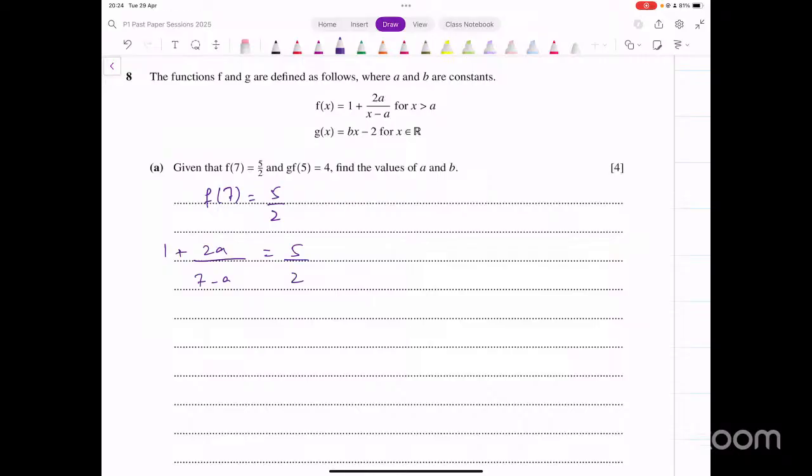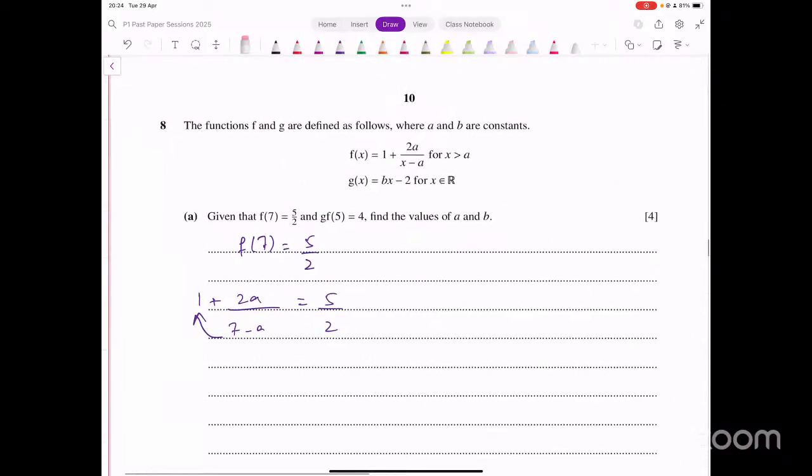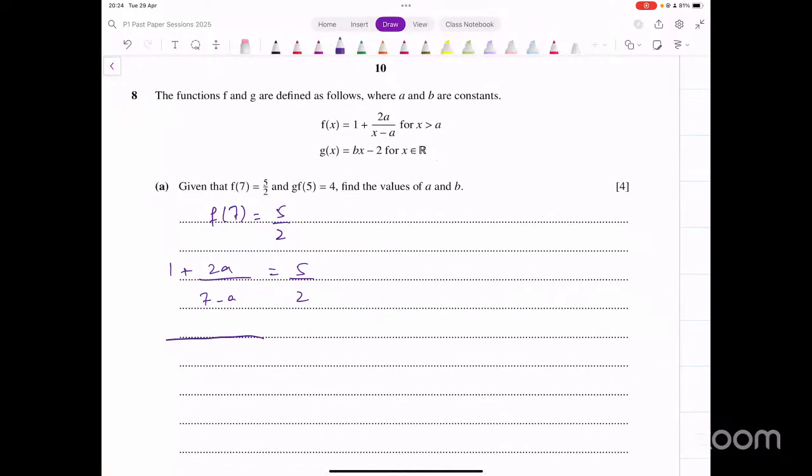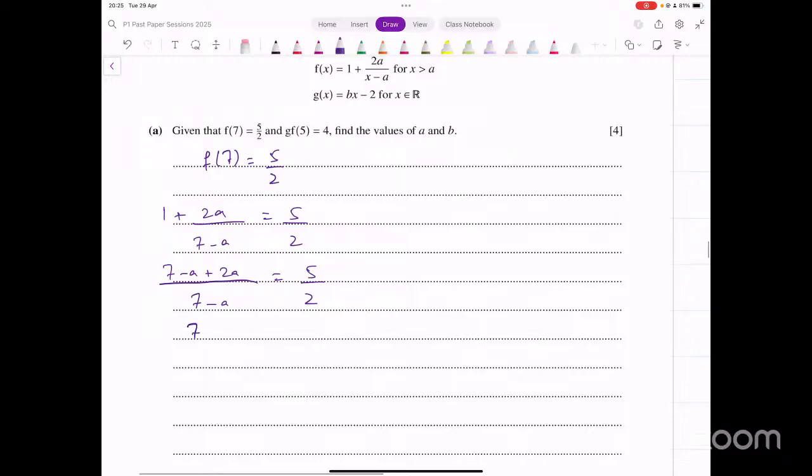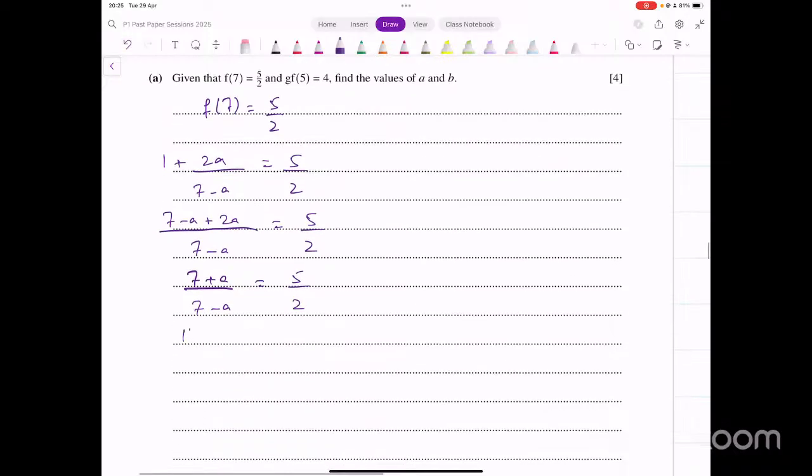Let's solve this. We can take LCM on the left side. It will become 7 minus a in the denominator, and in the numerator, we have 7 minus a plus 2a. That equals 5 over 2. Cross multiply. In fact, before that, we can just simplify this a bit first. It becomes 7 plus a over 7 minus a equals 5 over 2. Now we can cross multiply, and that gives us 14 plus 2a equals 35 minus 5a. 7a equals 21. The value for a turns out to be 3. That's one thing that we wanted to find out.